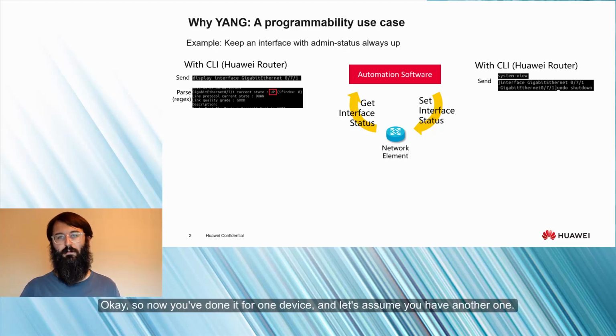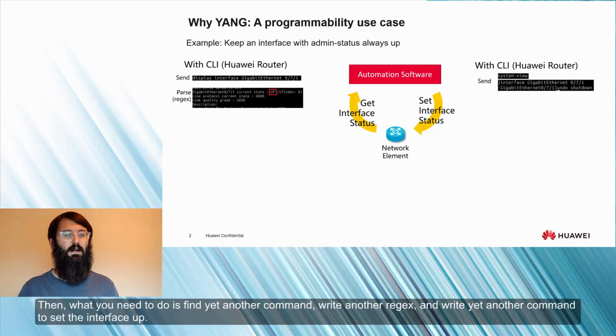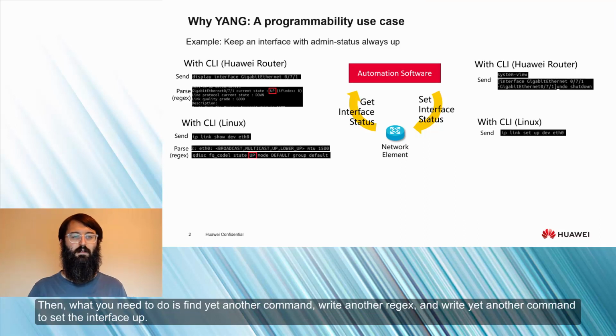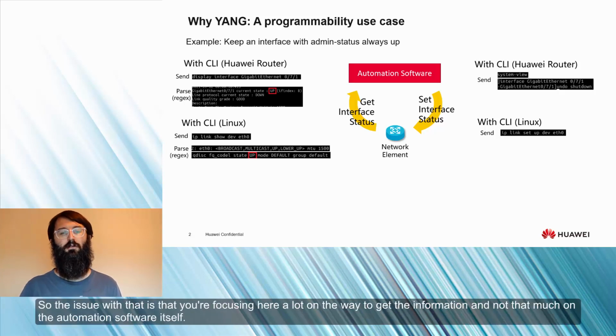Okay, so now you've done it for one device, and assume you have another one. Well, for instance, a Linux device. Then what you need to do is find yet another command, write another regex, and write yet another command to set the interface up. So basically you need to redo a significant part of the work. So the issue with that is that you're focusing here a lot on the way to get the information and not that much on the automation software itself.